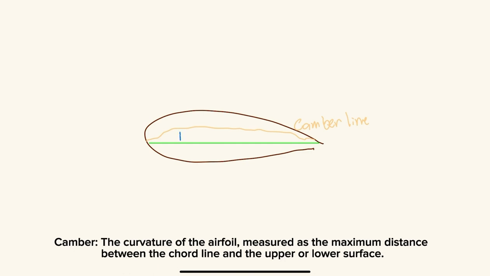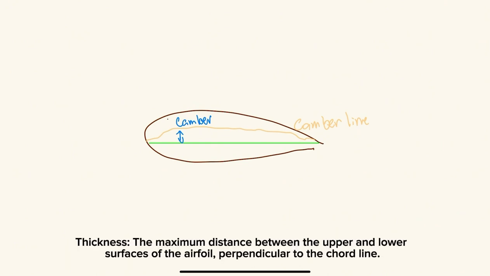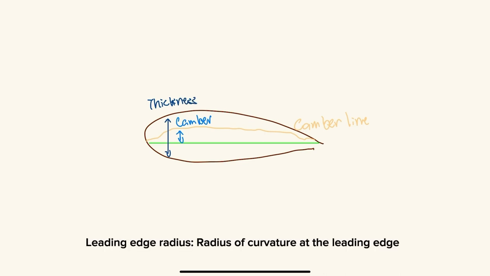The camber, the curvature of the airfoil, measured as the maximum distance between the chord line and the upper or lower surface. The thickness, the maximum distance between the upper and the lower surfaces of the airfoil, perpendicular to the chord line. And last, the leading edge radius, the radius of the curvature at the leading edge.